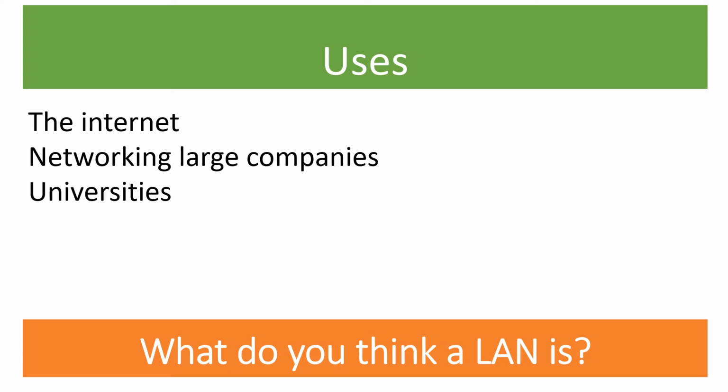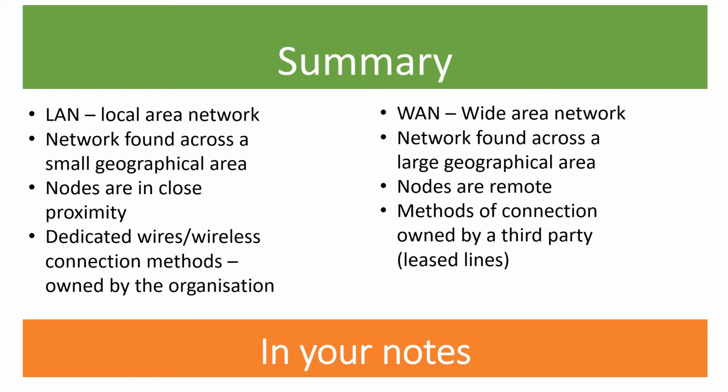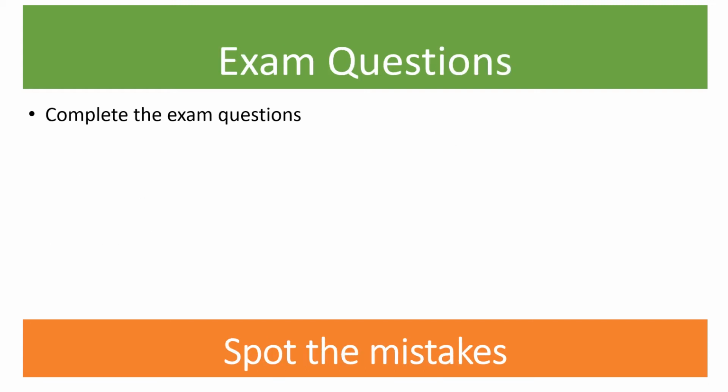Large companies who are over large geographical sites, like a bank, would have a WAN, and universities. Quite often universities might have different campuses, so they would most likely use a WAN. Have a look at this summary and make sure your notes include everything that you can see on this screen. You may want to pause your video to make sure that you've done this.